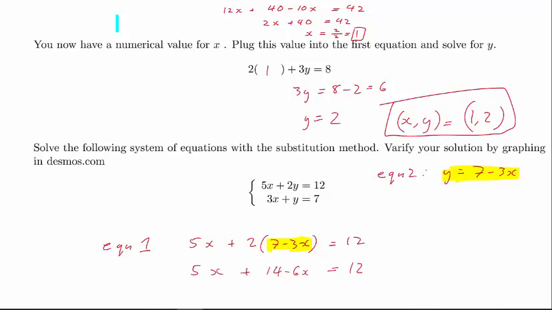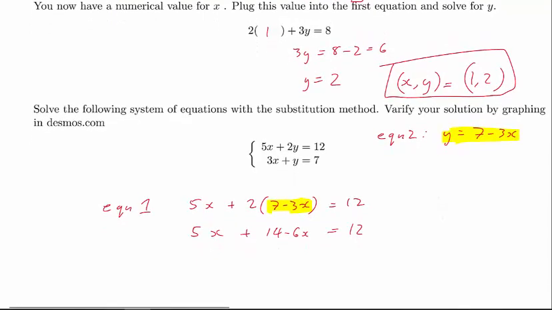First thing we do is distribute that 2. And now we combine like terms, subtract the 14, and now we multiply both sides by -1 to find that x equals positive 2.